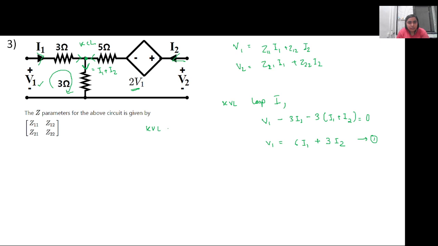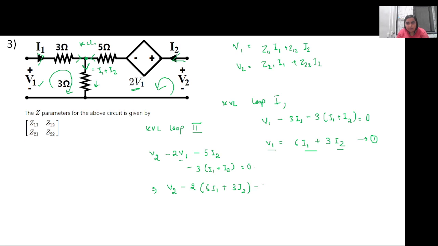Now again applying KVL in loop 2, it will be V2 minus 2V1, as we are encountering this voltage source. Then moving to the 5 ohm resistance, it is minus 5I2, and then encountering this 3 ohm resistance, that is minus 3(I1 plus I2). This will be equal to 0. Now we have V1 in terms of I1 and I2, so we can replace V1 to get the entire equation in terms of V2, I2 and I1. So V2 minus 2 into (6I1 plus 3I2) minus 5I2 minus 3I1 minus 3I2 equals 0.